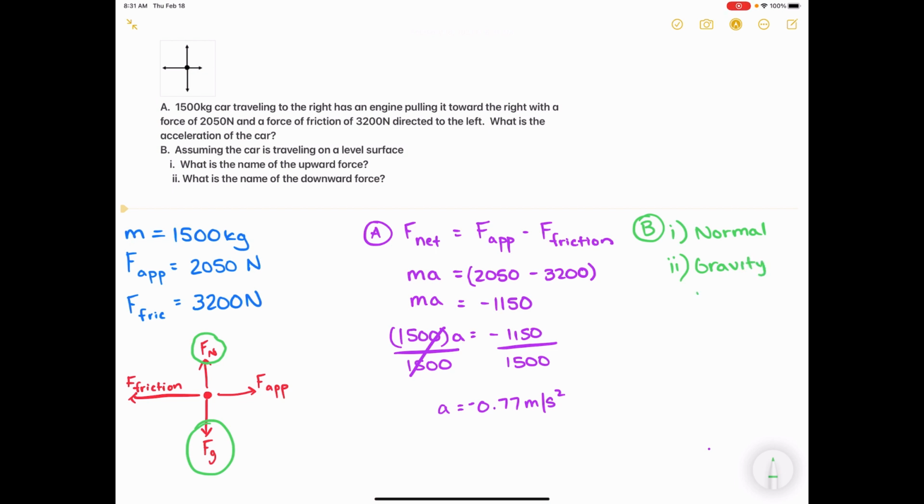You can call it force due to gravity. Either of those are fine, and you'll get full points for that. So you'll get points for showing your work, you'll get points for your answer with units, and then you'll get points for naming these forces correctly.